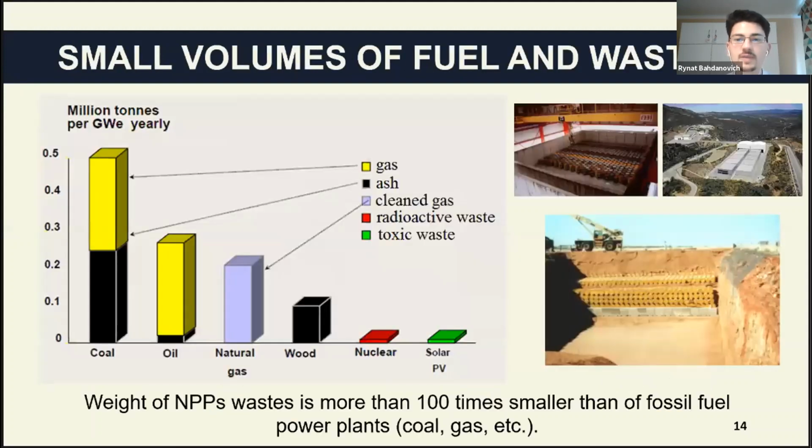Wastes from nuclear power plants are approximately 100 times smaller by mass than from organic fuel power plants. But they should be handled in a special way. Here you can see the typical radioactive waste disposal places: in building, dry storage, and in the ground. As you can see, nuclear power has its own advantages, which distinguish it from other sources of energy.